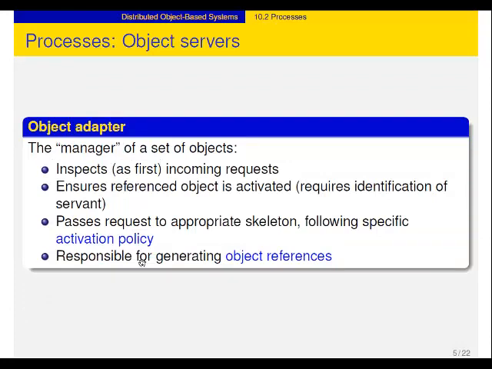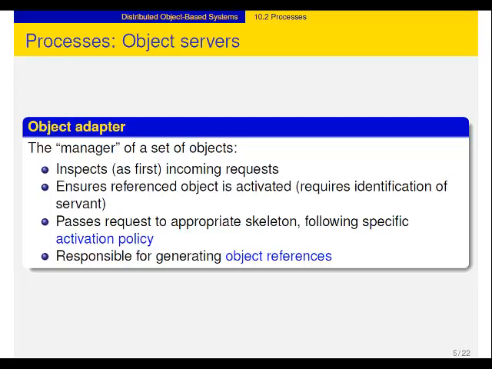The object servers, they have an object adapter. Conceptually, I found this an extremely difficult thing to grasp. It's the manager of a set of objects, manager, quote unquote. What it does, it inspects incoming requests and then ensures that what it is requesting is alive. Call it active, okay? It makes sure that if you want to invoke method X on this object that you have just referenced, that invocation will take place.